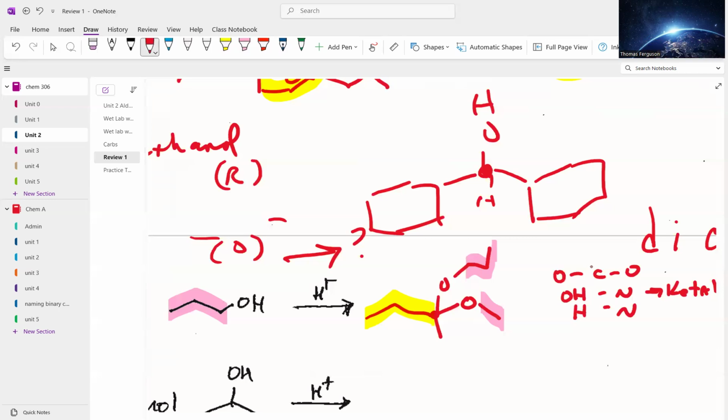Now, there are four. If you get an OCO, you've got four deals to figure out. There's two hemis and two non-hemi. Either a hemiketal or hemiacetal, or a full-blown ketal or an acetal. Ketals come from ketones, acetals come from aldehyde.